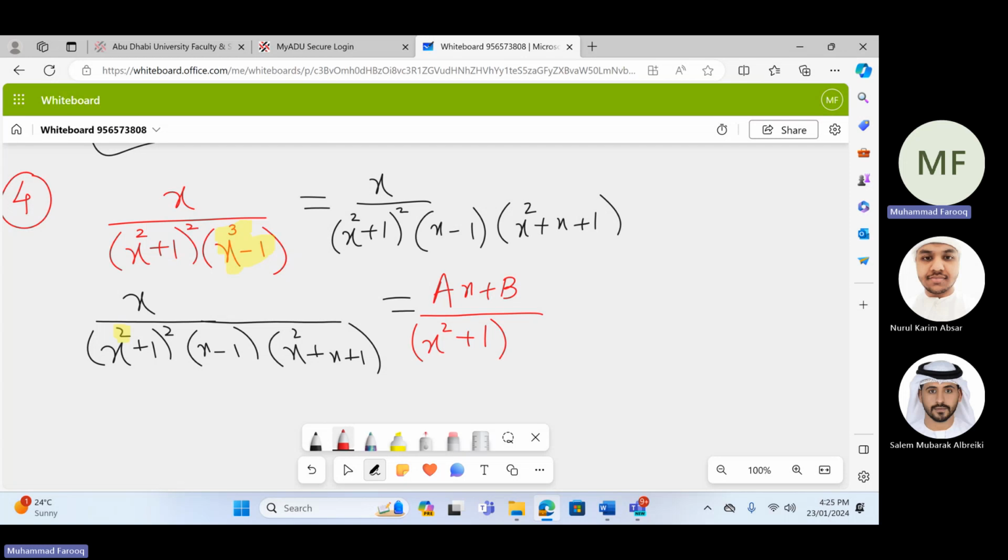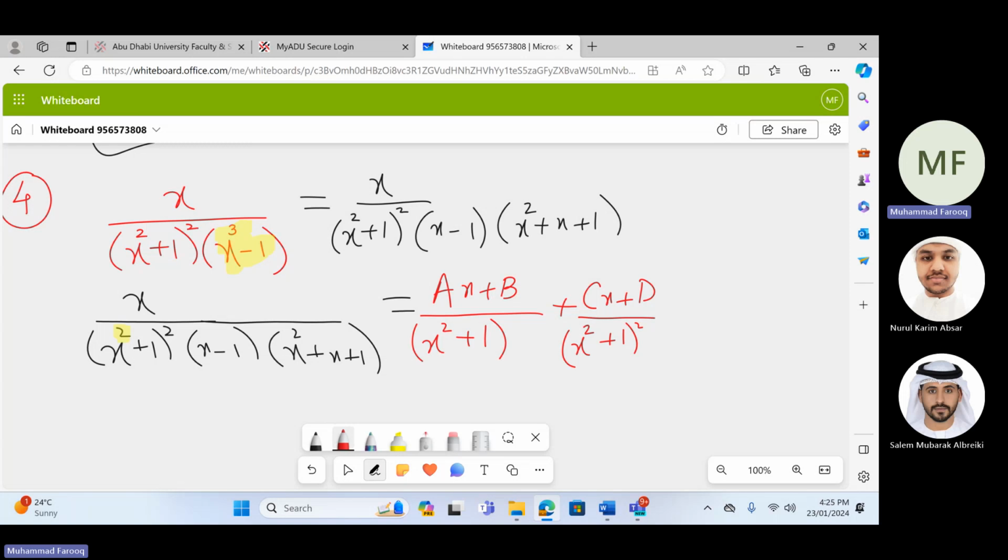It's repeating now, exactly. Now plus Cx plus D divided by x squared plus 1, again you have to write this one with power 2. Because it's a quadratic factor, 2 constants, the next 2 constants, Cx plus D, divided by x squared plus 1 with power number 2, because you're decomposing its power. Taking power number 1, power number 2.